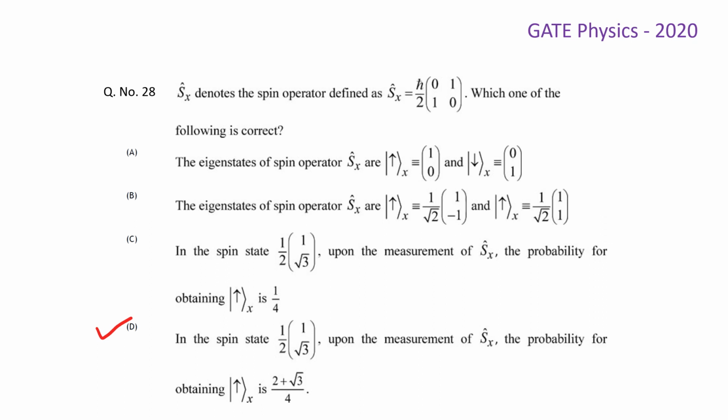So according to our solution, the last option, option D, that is in the spin state 1 by 2 times matrix 1 root 3, upon the measurement of Sx cap operator, the probability for obtaining the up spin is 2 plus root 3 divided by 4. So this is the correct one for this question.